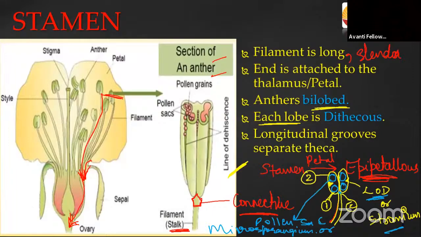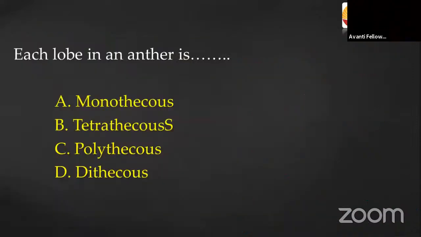Okay, so is it clear? Does anyone have any doubt here? So there's a question here on the screen. Each lobe in an anther is monothecous, tetrathecous, polythecous, dithecous. Take some time, no need to hurry. Just now I explained. Okay, I'll launch the poll now. I hope you're clear with the answers.